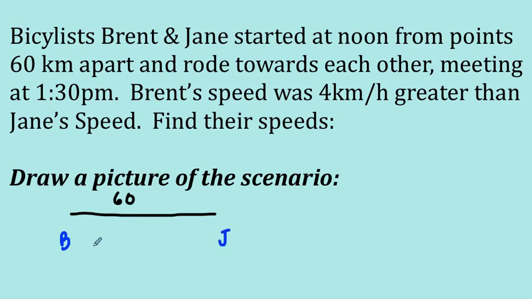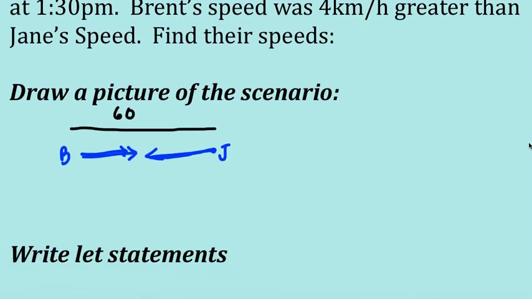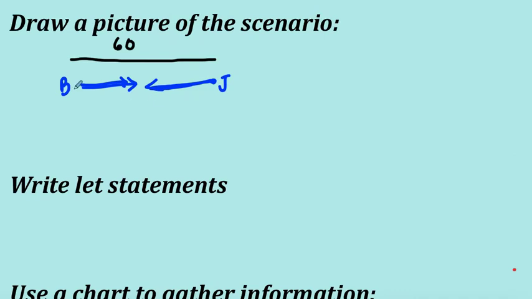And so they're going towards each other, which means they're going in opposite directions. Okay? Now, the thing about it is that picture is going to help us. So I just like to see what I have going on. So I know that Brent and Jane's distances are going to add up to 60.